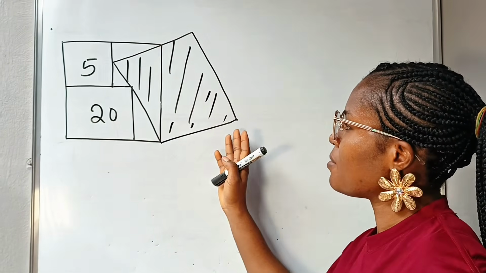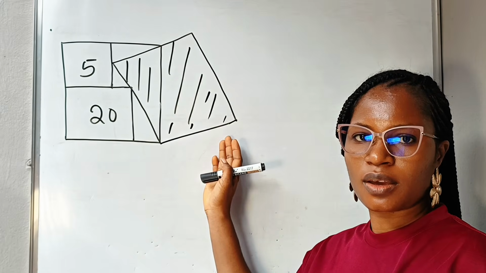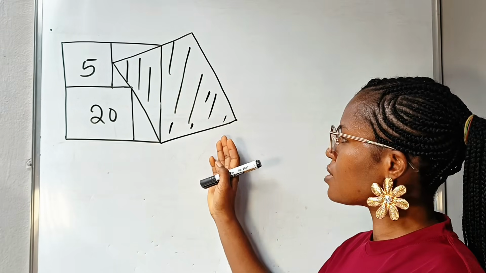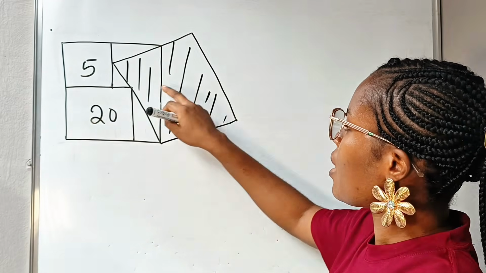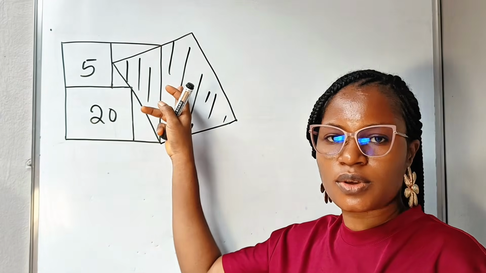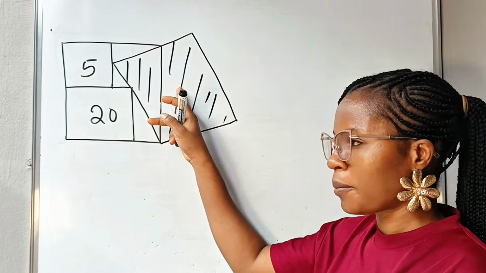Today we have a lovely math question to solve. So please, this is not drawn to scale. Okay, so we are told that all these things are squares. This is a square, this is a square, and this big one that is shaded is also a square, and we are asked to find the area of this shaded square.